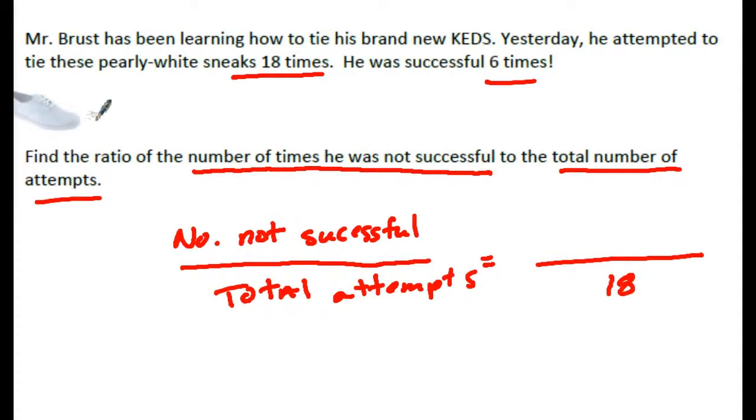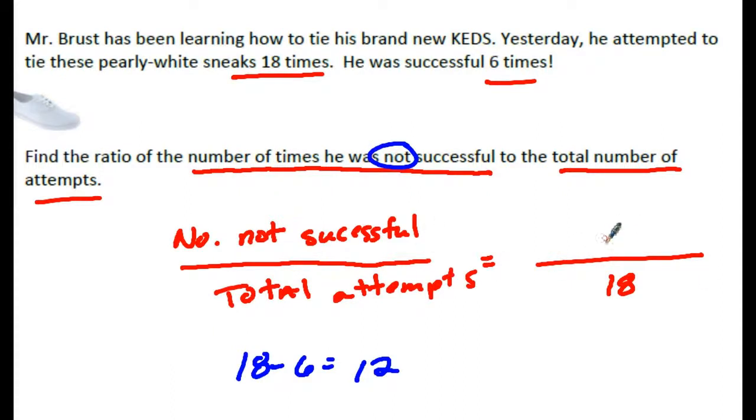Okay, then they're asking for the ratio of the number of times he was not successful. Well, he was successful 6 times. So to find out how many times he was not successful, we're just going to subtract 18 minus 6. That will give us 12. So 12 was the number of times he was not successful.